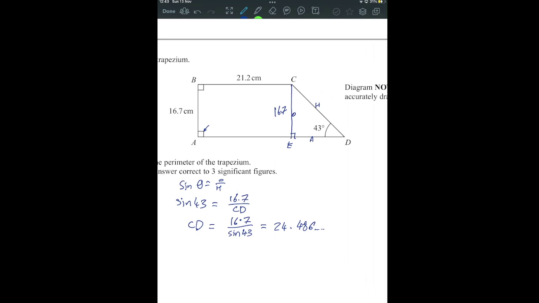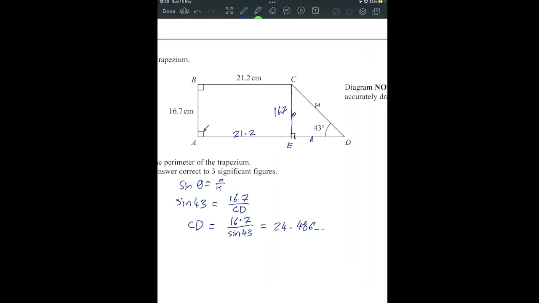Well, if we look at AD, we can split it into 2 parts. We have AE, which is the same as BC on the top, and then ED is another side of the triangle. Now, we have both O and H in the triangle. A good hint is to use what's given to you rather than what's been calculated. If somehow you got this answer wrong for CD, you don't want to get the answer to ED wrong as well because you've used that.